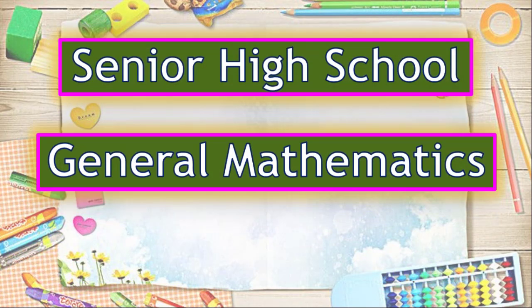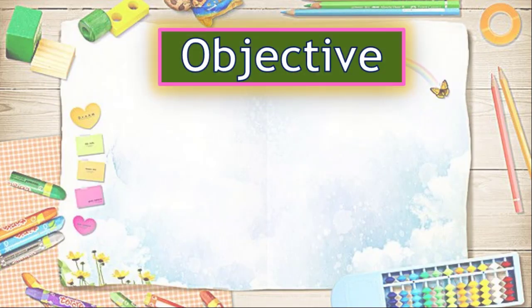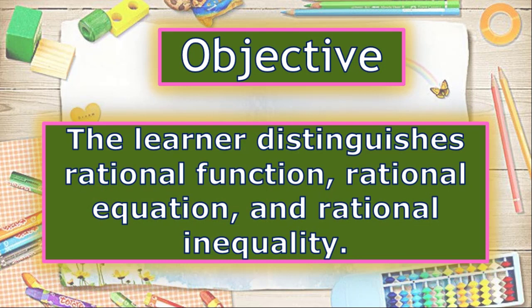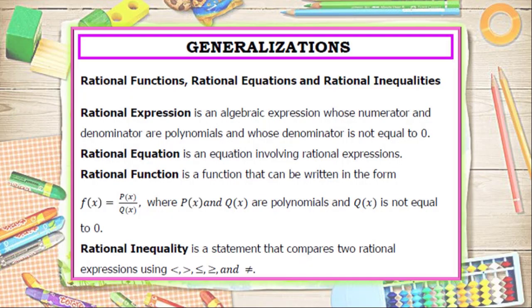So we have Senior High School General Mathematics. Then we have Quarter 1, week 2B. Objective: the learner distinguishes rational function, rational equation, and rational inequality. The learning material for this learning activity video. Then we have the generalizations. Rational functions, rational equations, and rational inequalities.